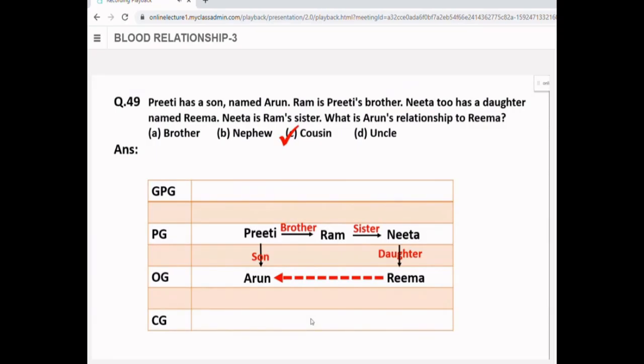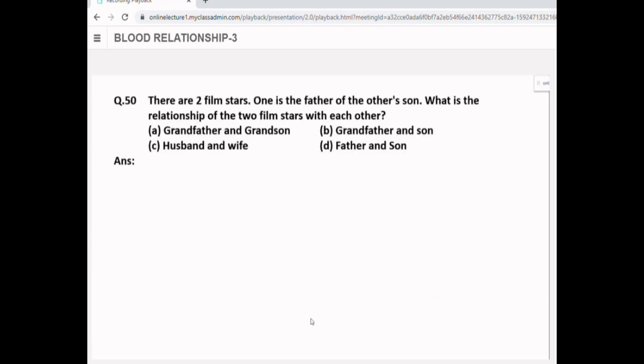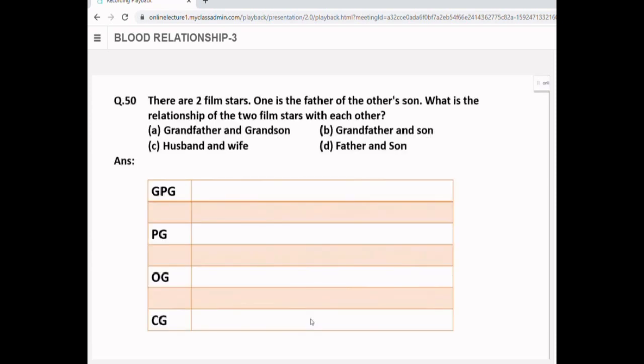Next then. There are two film stars. One is father of the other's son. What is the relationship of the two film stars with each other?